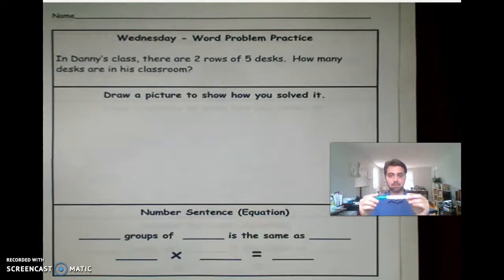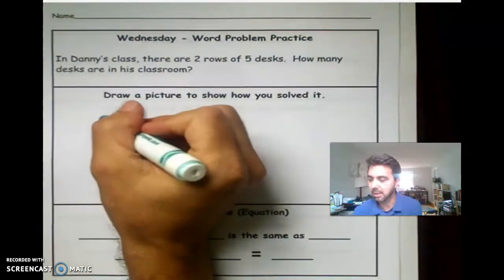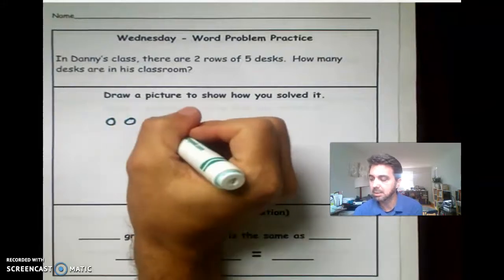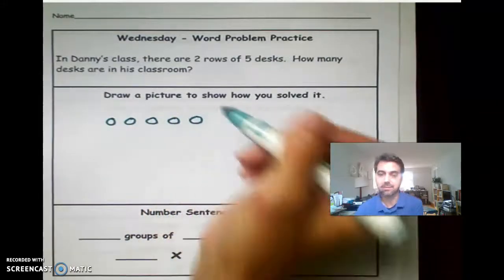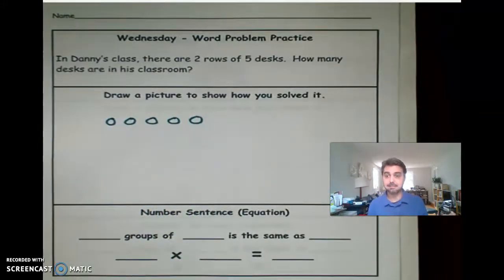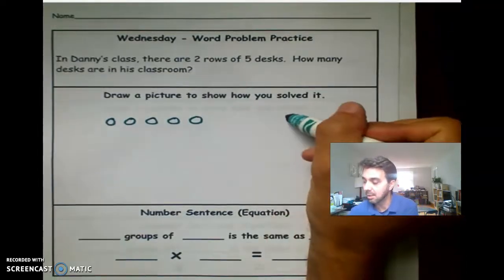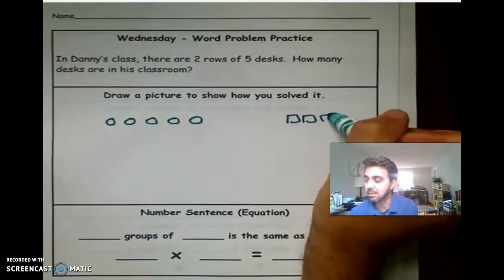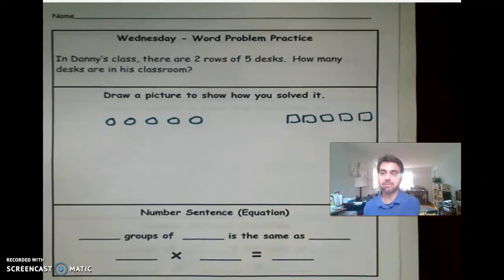A row is something that goes this way. This is called horizontal. This is vertical. This is horizontal. So one row of 5 desks would look like this. We go 1, 2, 3, 4, 5. I'm going to call those desks. They may or may not be circular. They might be rectangular. We could have drawn it like this. 1, 2, 3, 4, 5. Either way is fine. But usually arrays are in circles, so I'm going to do it in circles.